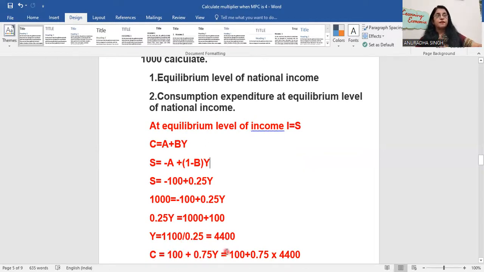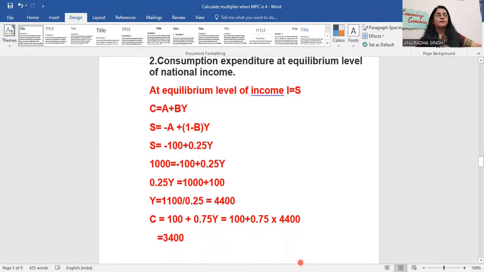So the equilibrium level of income, national income, is 4400. Now see the next question. They have asked consumption expenditure at equilibrium level. Now we'll take this consumption function equation again. The consumption function equation was C is equal to 100 plus 0.75y. In place of y, we have to take 4400 because we have already found it. So when we take 4400, we get the answer 3400. So consumption is 3400. So 4400 is income, 3400 is consumption.